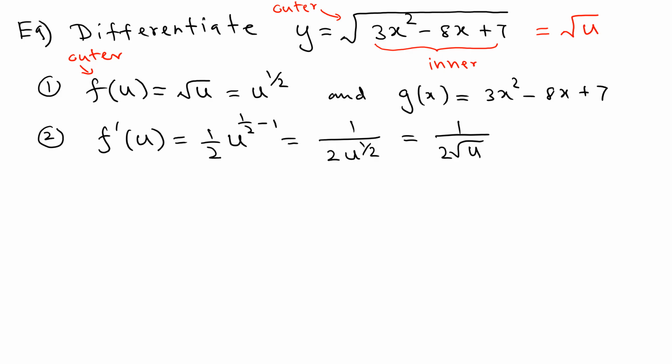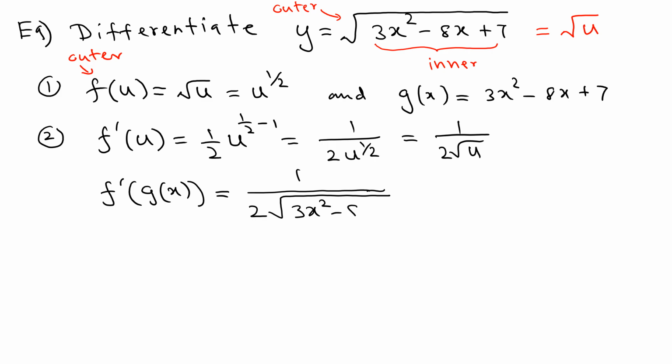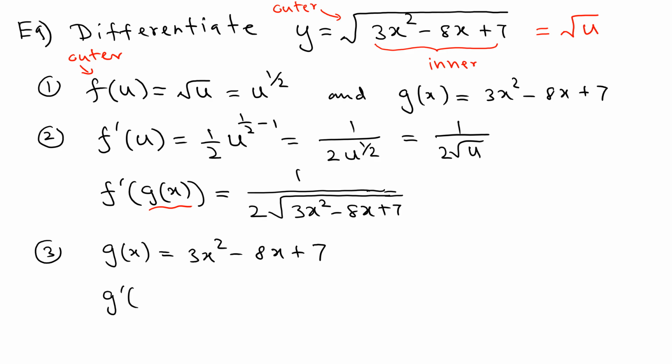The next step is we evaluate this function at the g(x) function, the inner function. So that means it is simply 1 over 2 times the square root of the inner function, 3x squared minus 8x plus 7. So we evaluate the derivative of the outer function at the inner function. The third step: next we find the derivative of the inner function, which is g(x) equals 3x squared minus 8x plus 7. This is just a basic power function, so the derivative, using the power rule, is 6x minus 8.